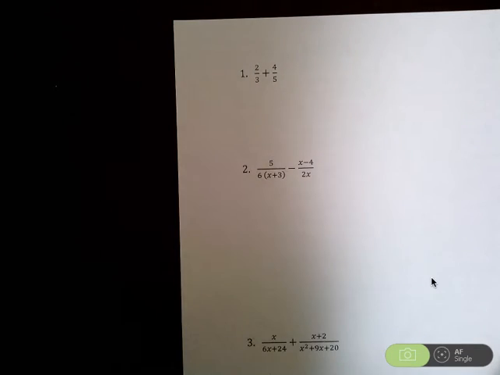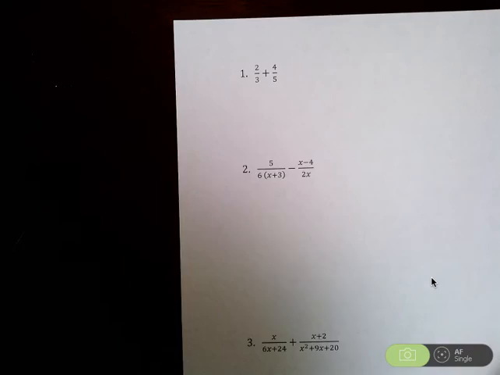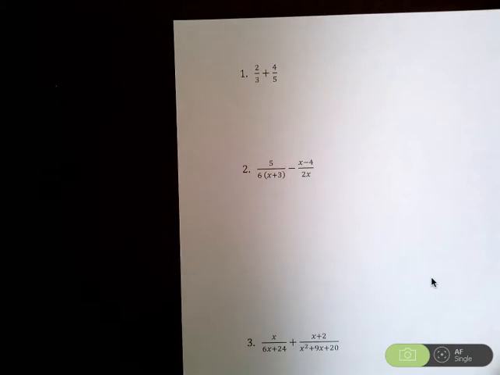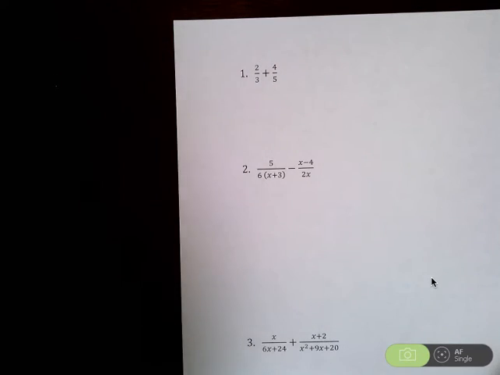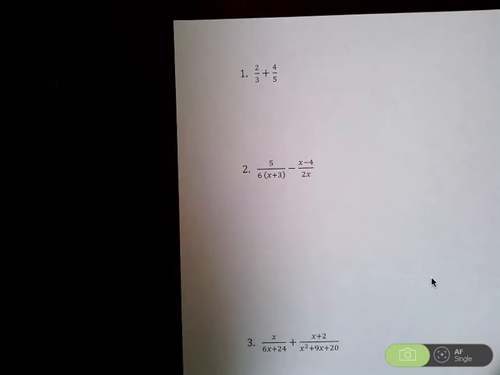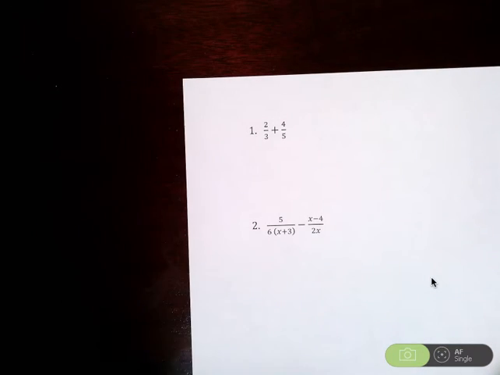This video is the first part of 7.4, which is adding and subtracting rational functions. I'm going to go through everything besides complex fractions, and then complex fractions is going to be in another video. So this one, I'm just going to do 3 examples. The first example that I have for you is just adding and subtracting a plain fraction here.